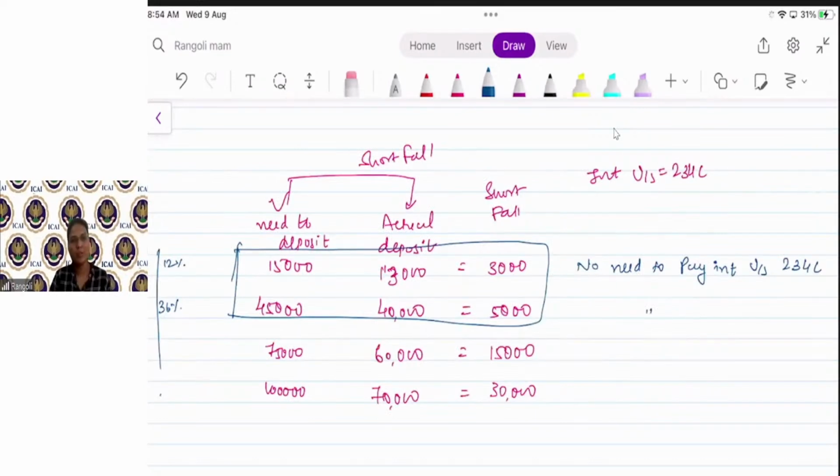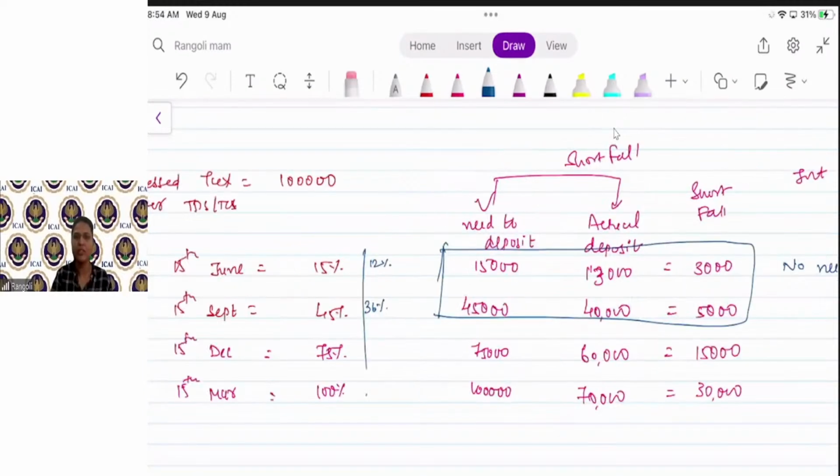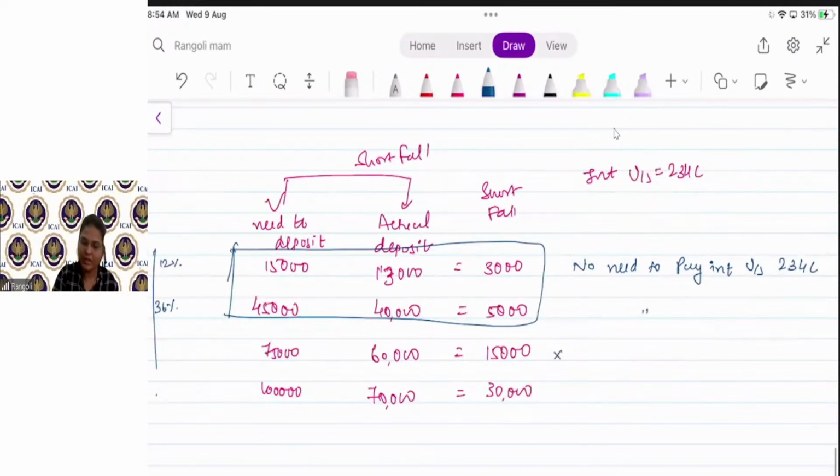But no relaxation is provided for quarter 3 and quarter 4. So here the shortfall is 15,000. So I need to pay interest at 1% for 3 months for the third quarter, and here 1% for 1 month.